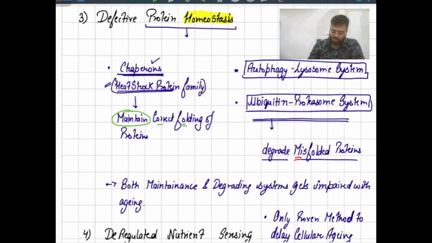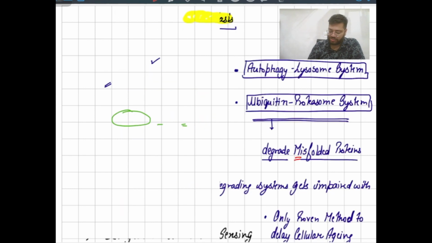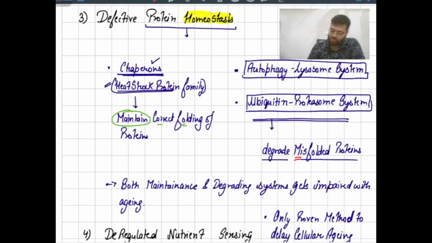The thing you need to remember is chaperones are the family which folds the protein. Let's say if there is an error in folding that protein, it will not function regularly, and we need to degrade that protein because it is not of our use. So I want you to listen to the two degrading systems. First is the autophagosome and lysosome system, the other is the ubiquitin proteasome system. Their function is to degrade the misfolded proteins.